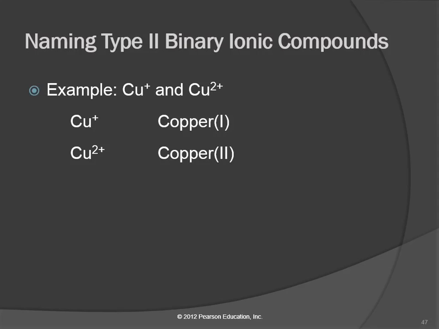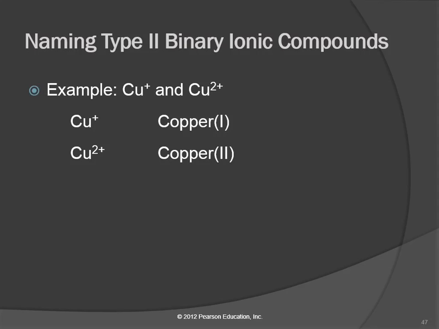So copper is one of those elements that's not in group 1A, 2A, 3A, zinc, or silver. So there are 2 ions, Cu+ and Cu2+. The name for the Cu+ ion is copper with the Roman numeral 1 in parentheses. There's no space between copper and the parentheses. It's like part of its name.